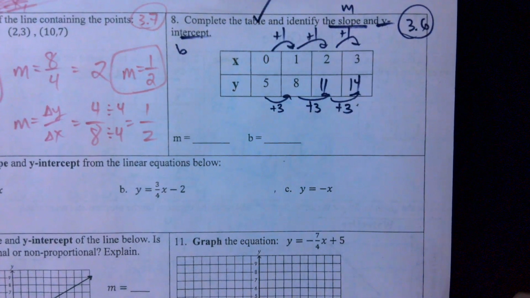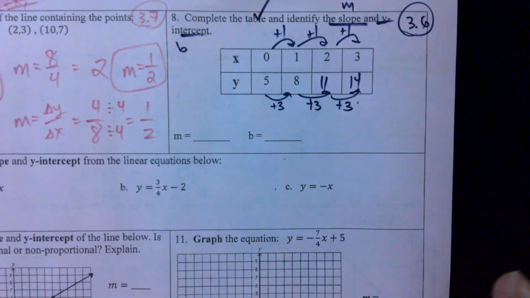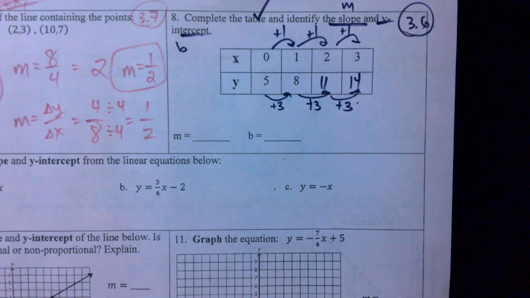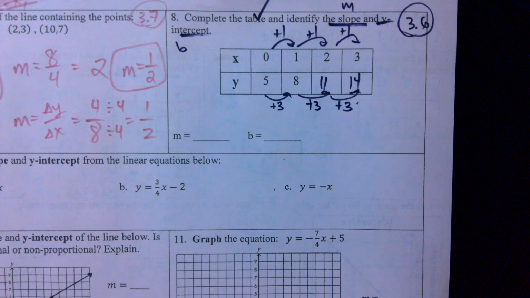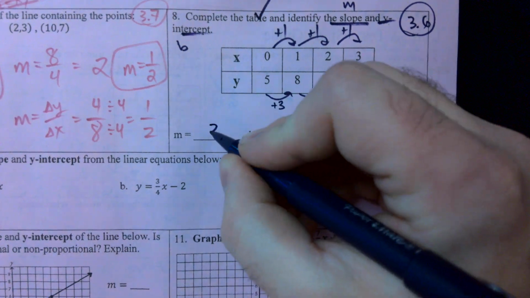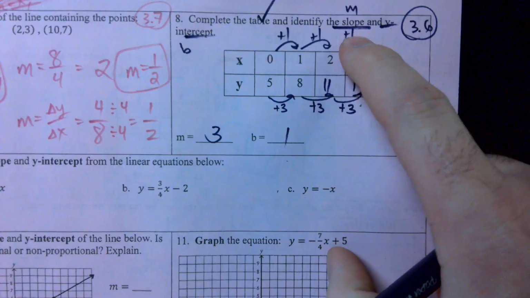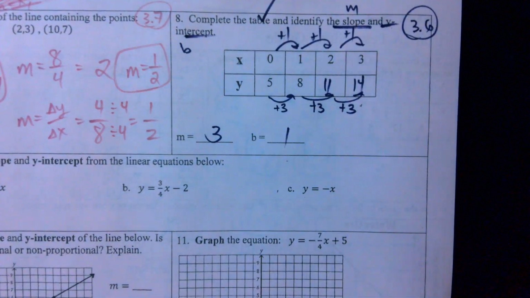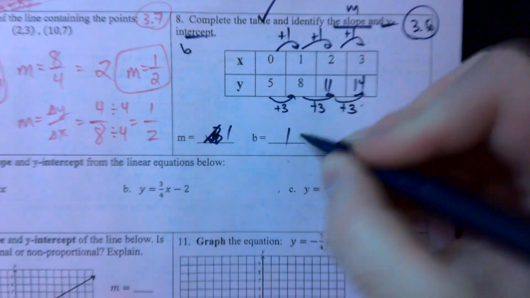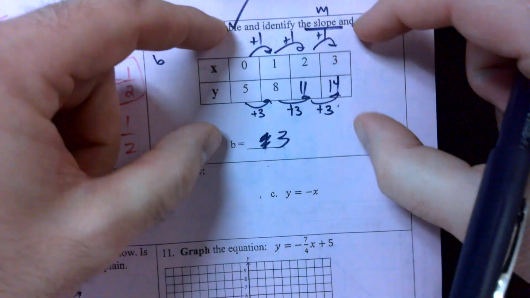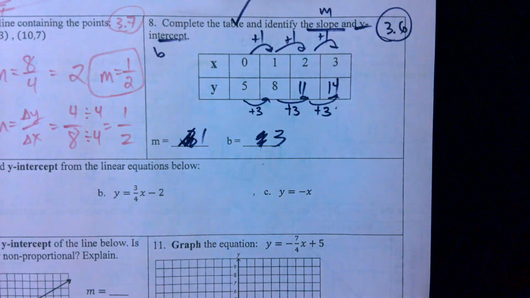How can I identify the slope? Actually, you know what? Check this out. This is what I saw way too many people doing yesterday. My m is 3, my b is 1. Right? Because you see, oh, I got a 3 and I got a 1. So obviously one of those must be 3 and one of those must be 1. Or some of you guys had 1 and 3. Right? But these two numbers are the slope together.